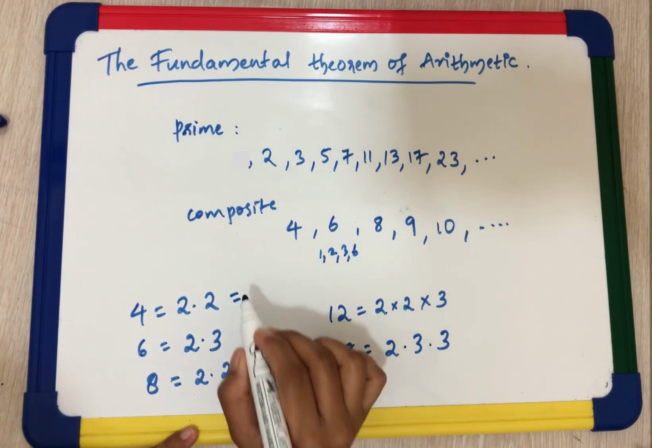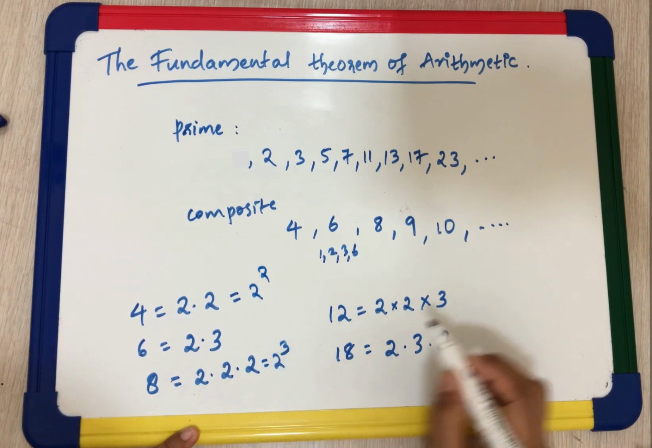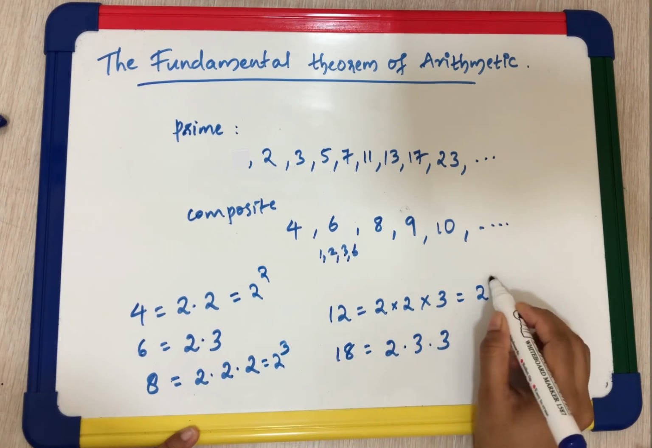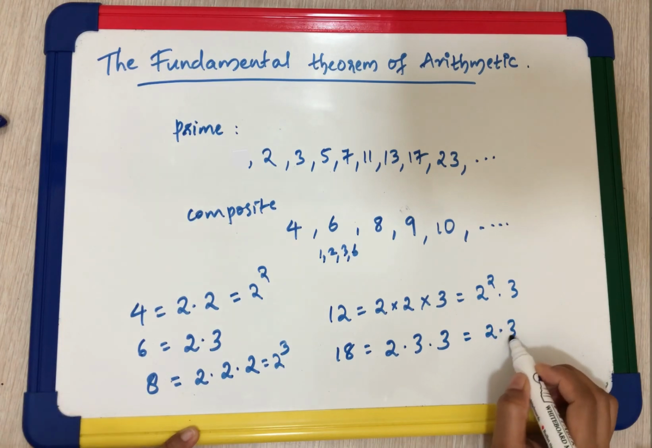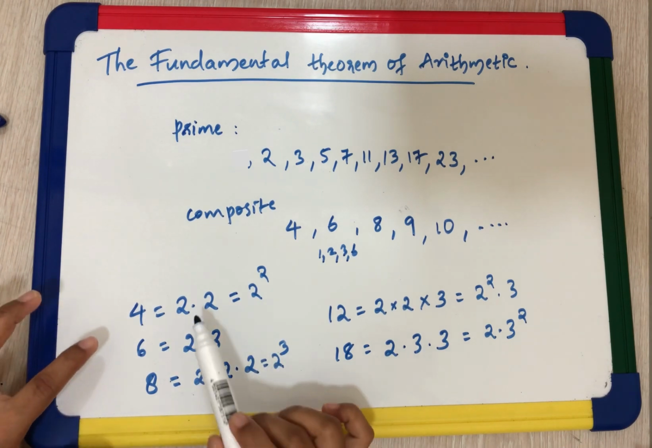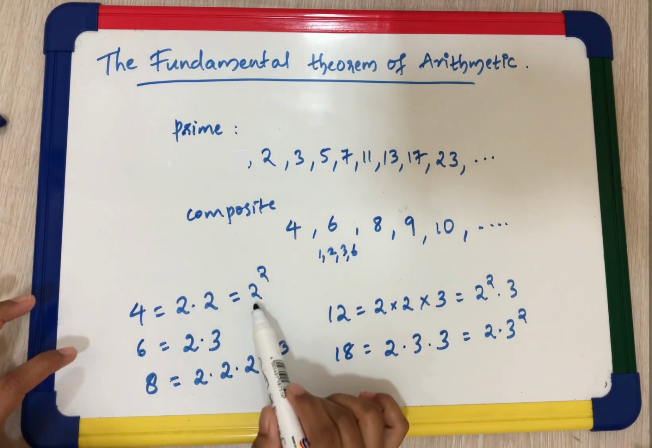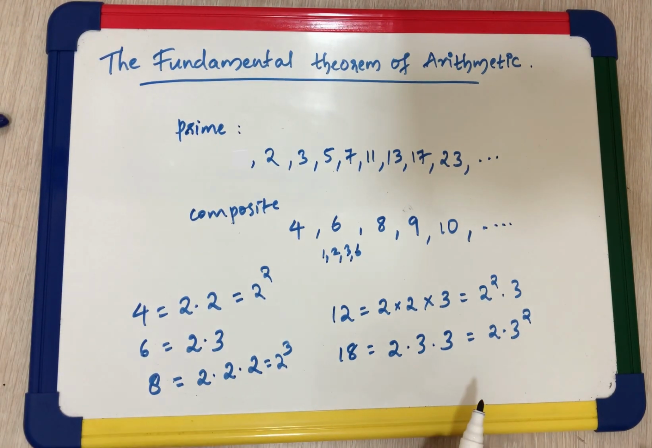Here 4 is equal to 2 square, 8 is equal to 2 cube. 12 can be written as 2 square into 3. 18 is equal to 2 into 3 square. Or we can say every composite number can be expressed as the product of primes or the product of powers of primes. Also, this factorization is unique apart from the order in which the prime factors occur.